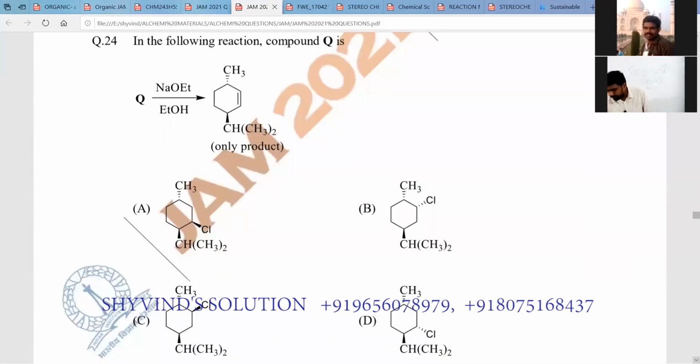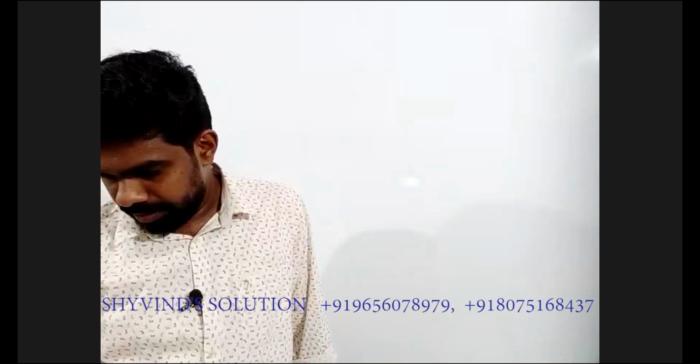In the following reaction, the compound Q is... This is the question. So this is definitely from the elimination. E2 elimination. Cyclohexane, stereochemistry of cyclohexane. We should know the stereochemistry of cyclohexane. So let's see how to do this.